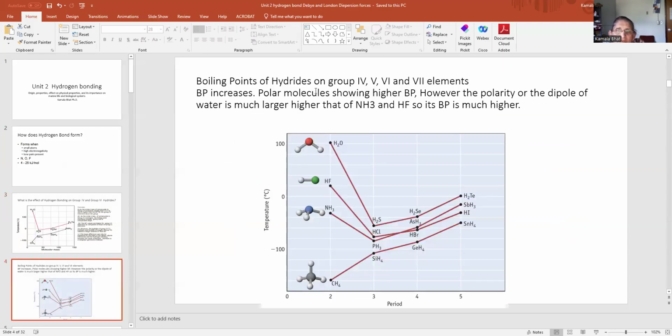The boiling points of hydrogen compounds continue with the comparison between group 4, 5, 6, and 7 elements. We see that boiling points increase. Polar molecules show higher boiling points. However, the polarity of the dipole of water is much larger than that of ammonia and HF, and so its boiling point is much higher.